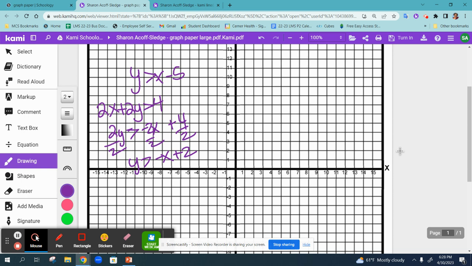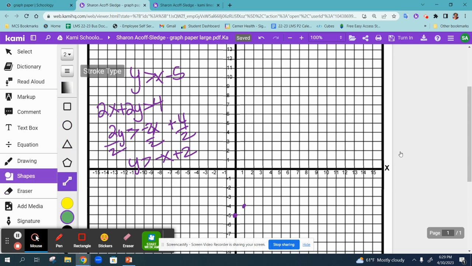Okay, so this one is x minus 5. And then my slope is 1. So that one should be easy to graph, and it's going to be like that.